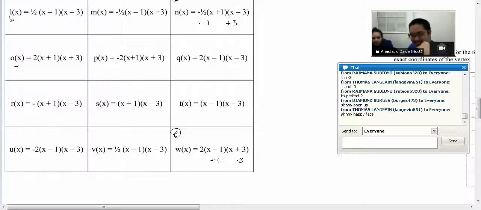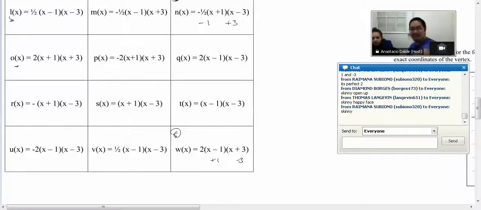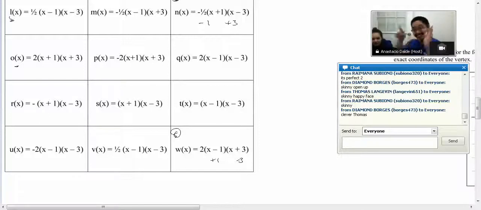Alright. It's going to be a skinny and a happy face. Exactly. I like it. It's a skinny, happy one. Yes, exactly. He's saying it's happy because it's opening upwards. It's like a smile, right? As opposed to a frowny parabola.